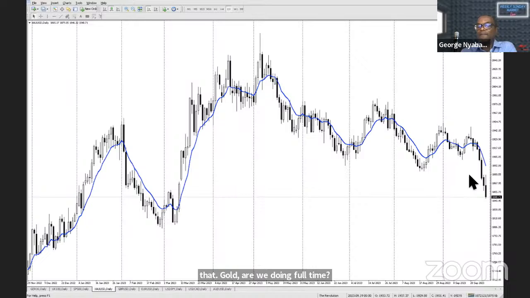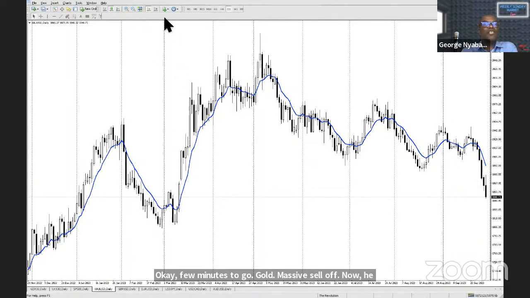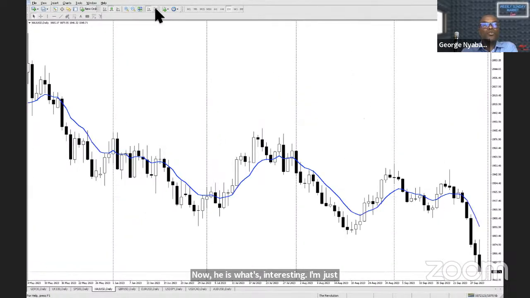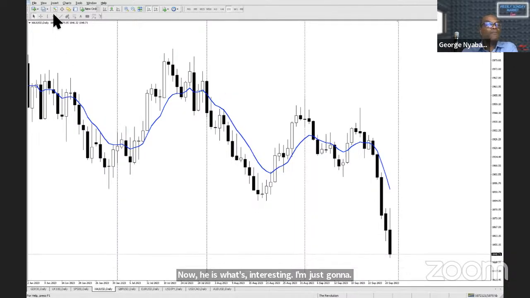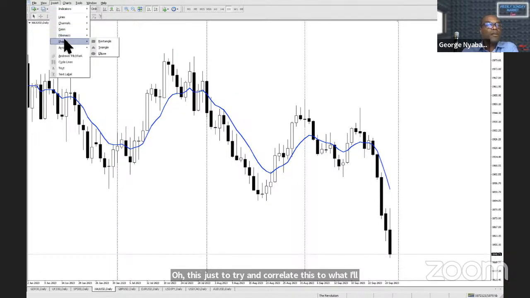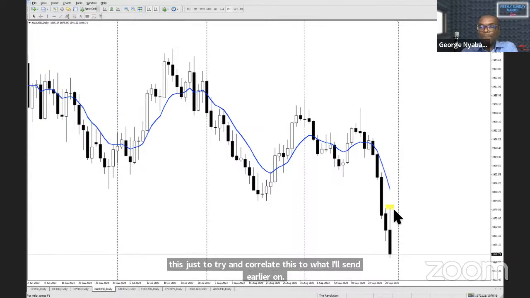Gold, massive sell-off. Now, here's what's interesting. I'm just going to do this just to try and correlate this to what I was saying earlier on. I hope you can see that yellow rectangle.